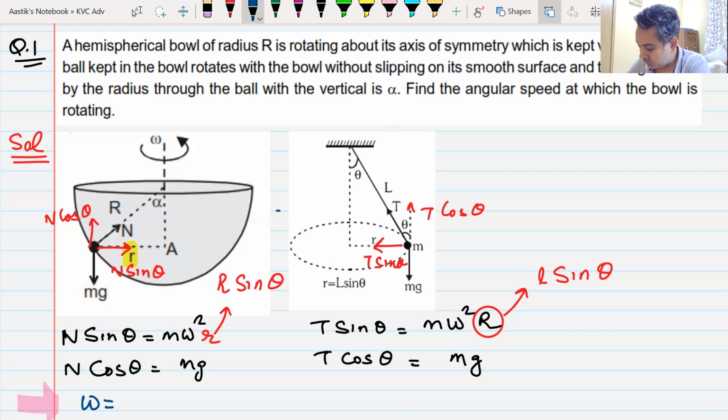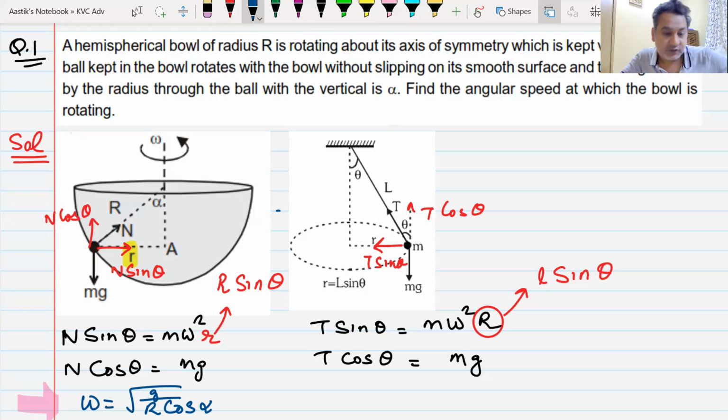Under root g cos alpha by R, sir. Under root g by R cos alpha, not g cos alpha by R. How can g and cos alpha get multiplied? Cos theta is on this side and g is on this side. Anyways, a small mistake that can be forgiven. But what cannot be forgiven is that you don't understand that they are the same.